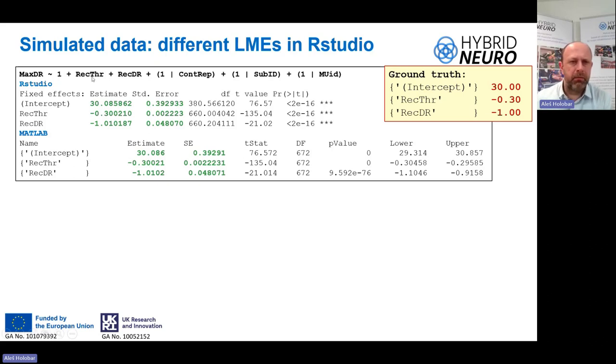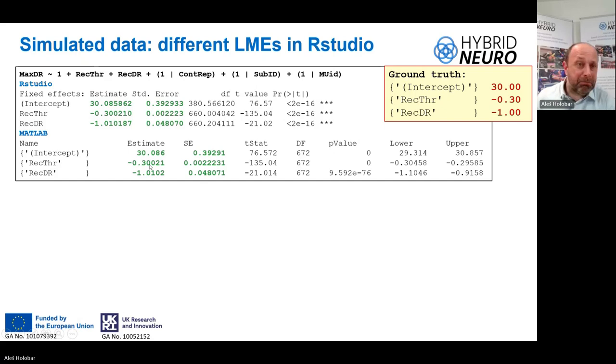So I will jump right onto a quite advanced model, which says my data was generated from an intercept, from the slope of the recruitment threshold, from the slope of the recruitment discharge rate, and then I would add the random effect. But pay attention, now I'm adding the random effect to the intercept, not to the recruitment threshold slope. So basically, I'm adding the random effects coming from the contraction repetition, subject and motor unit identification, but I'm adding them to this fixed factor, and in reality, they should be added to this fixed factor. So I'm adding it to the wrong fixed factor.